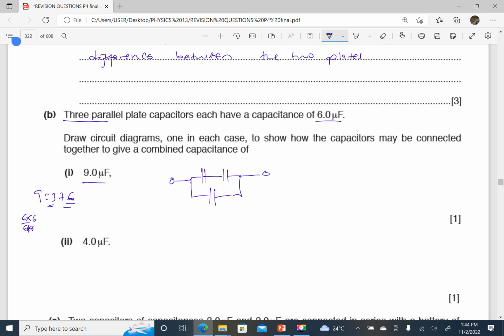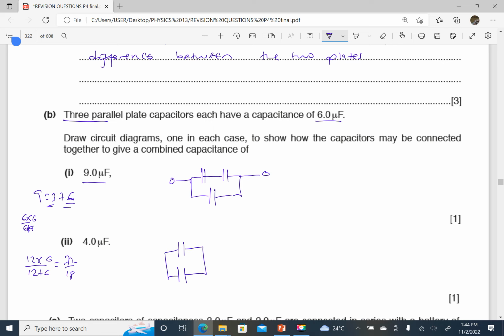Then 4 microfarads. Suppose we relate it to the first one. If we have 2 in parallel, 6 plus 6 will give us 12. So 12 times 6 over 12 plus 6, that is 72 over 18, that is 4. So we shall have 2 capacitors in parallel, those ones will give us 12.